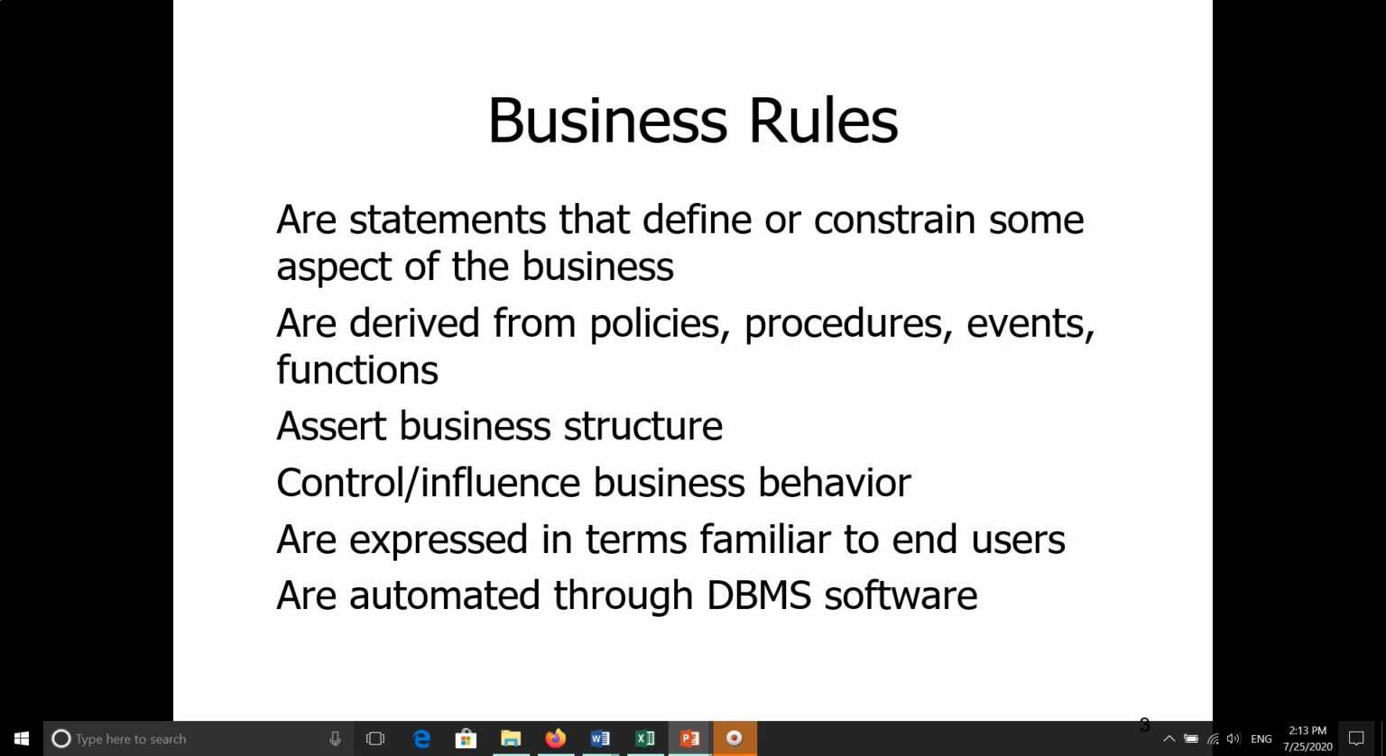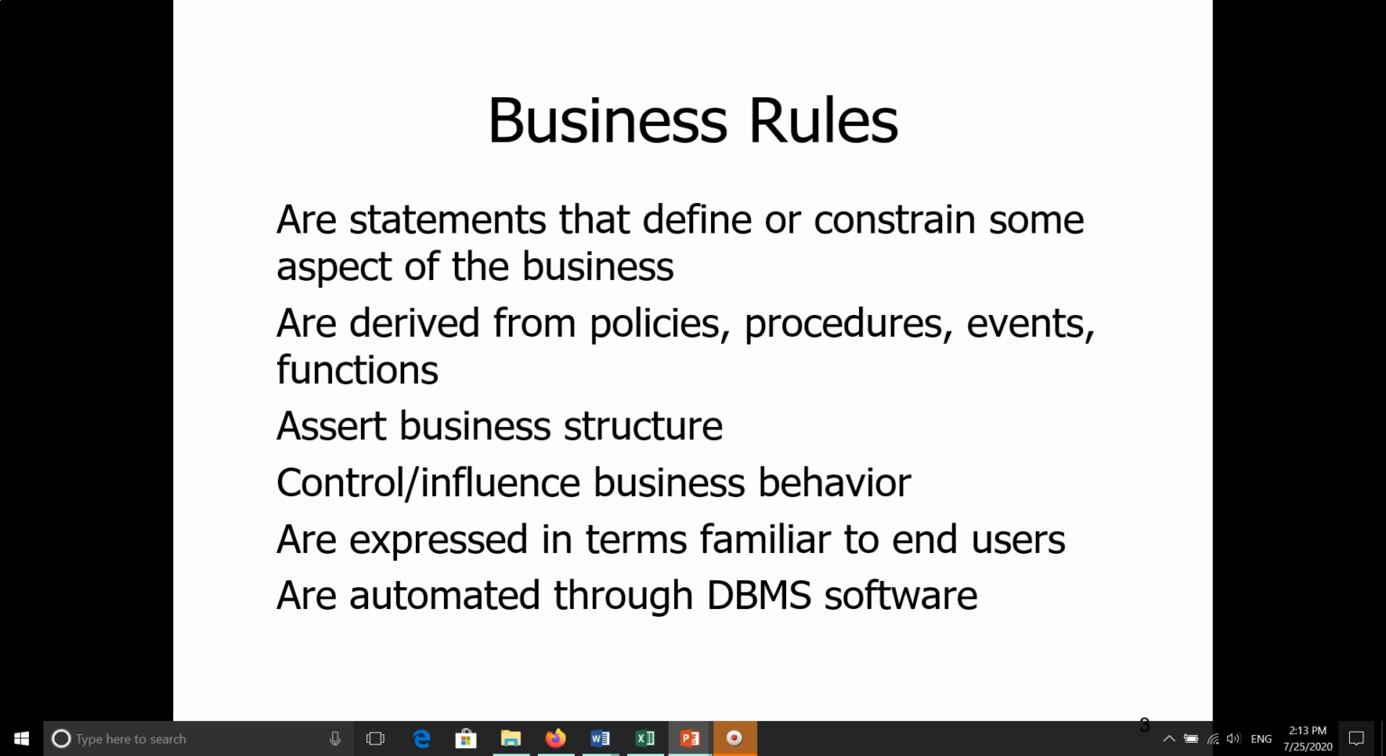A business rule can also assert business structure. It can be describing a particular business structure. For example, each department has a department head, and all the purchasing orders must be authorized by the department head. So that's asserting a business structure.